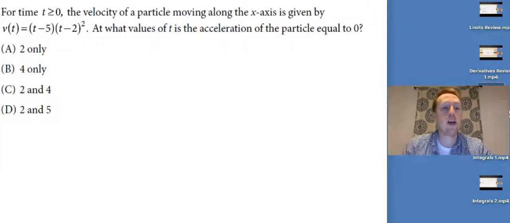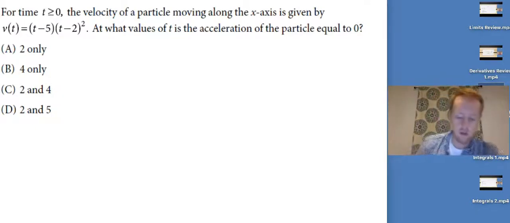All right, for time t greater than 0, the velocity of a particle moving along the x-axis is given by v of t equals t minus 5, t minus 2 quantity squared. At what values of t is the acceleration of the particle equal to 0? Okay, I need to find when the acceleration is 0 from the velocity. Means I need to find when the derivative is 0.